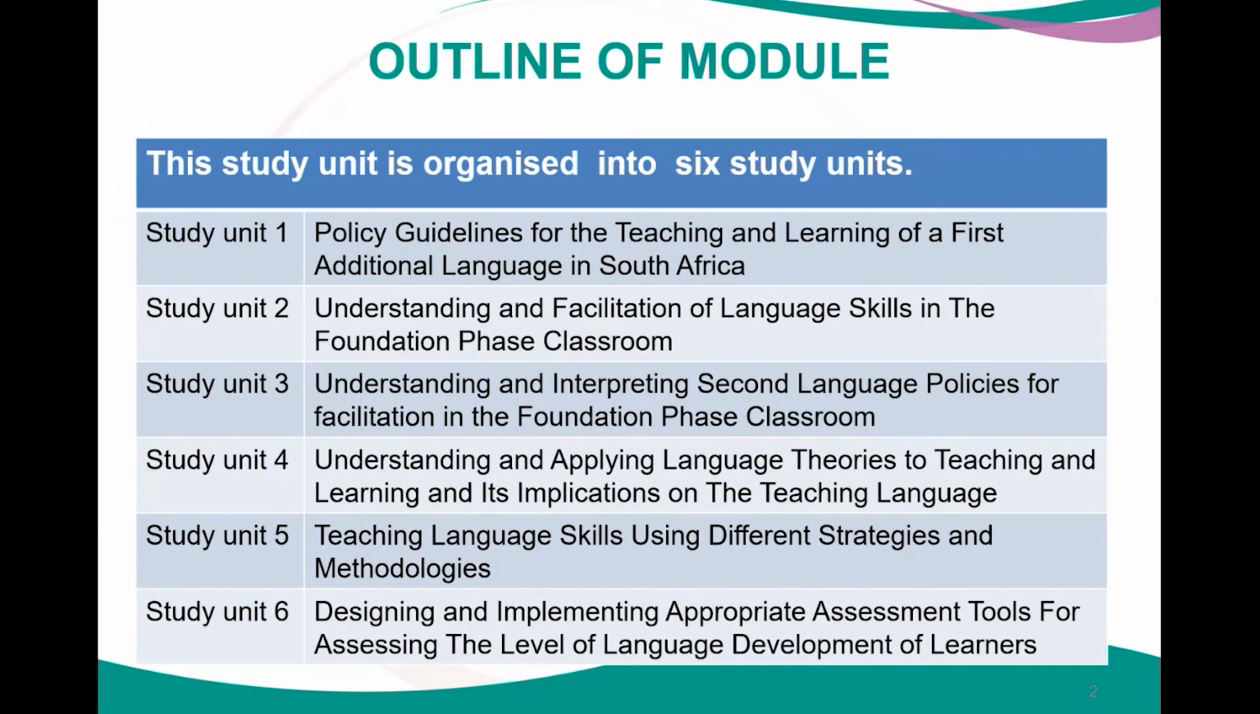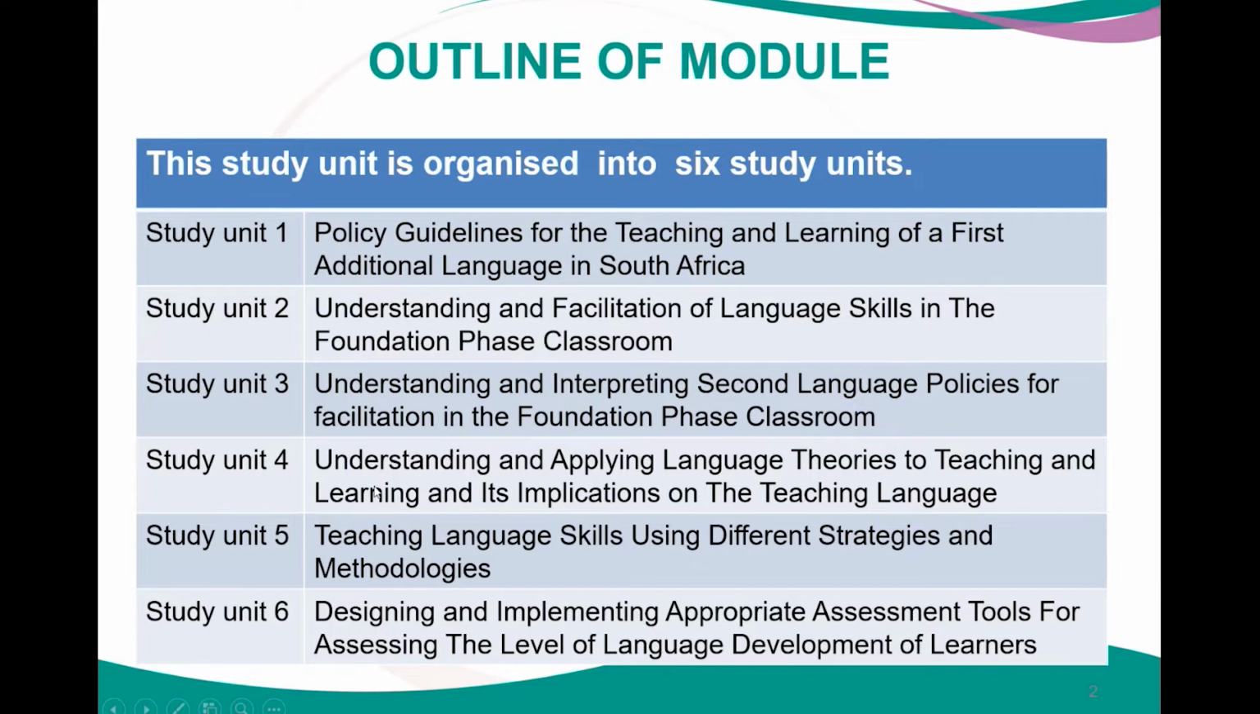Let's talk about this FLT module. This is the outline of the module. The study is organized in 6 study units. Unit 1, Policy Guidelines for Teaching and Learning of a First Additional Language in South Africa. Unit 2, Understanding and Facilitation of Language Skills in the Foundation Phase. Unit 3, Understanding and Interpreting Second Language Policies for Facilitation in the Foundation Phase.